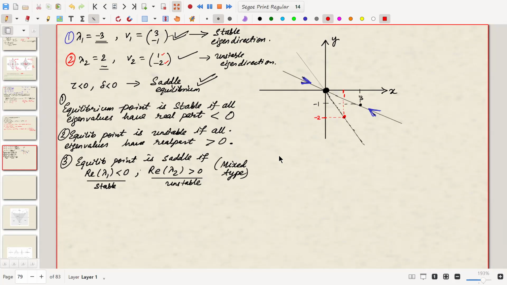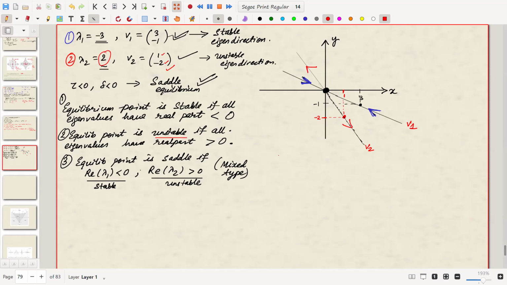Wait. So this is an eigenvector, right? So this is V1, this is V2, right? Now tell me, along this eigenvector, whether it should converge towards the equilibrium point or move away. What do you think? This is the eigenvector we just drew, and the eigenvalue is 2, that is greater than 0. I told you, if it is unstable, it should move away from this equilibrium point. So move away means it should be in both directions like this.